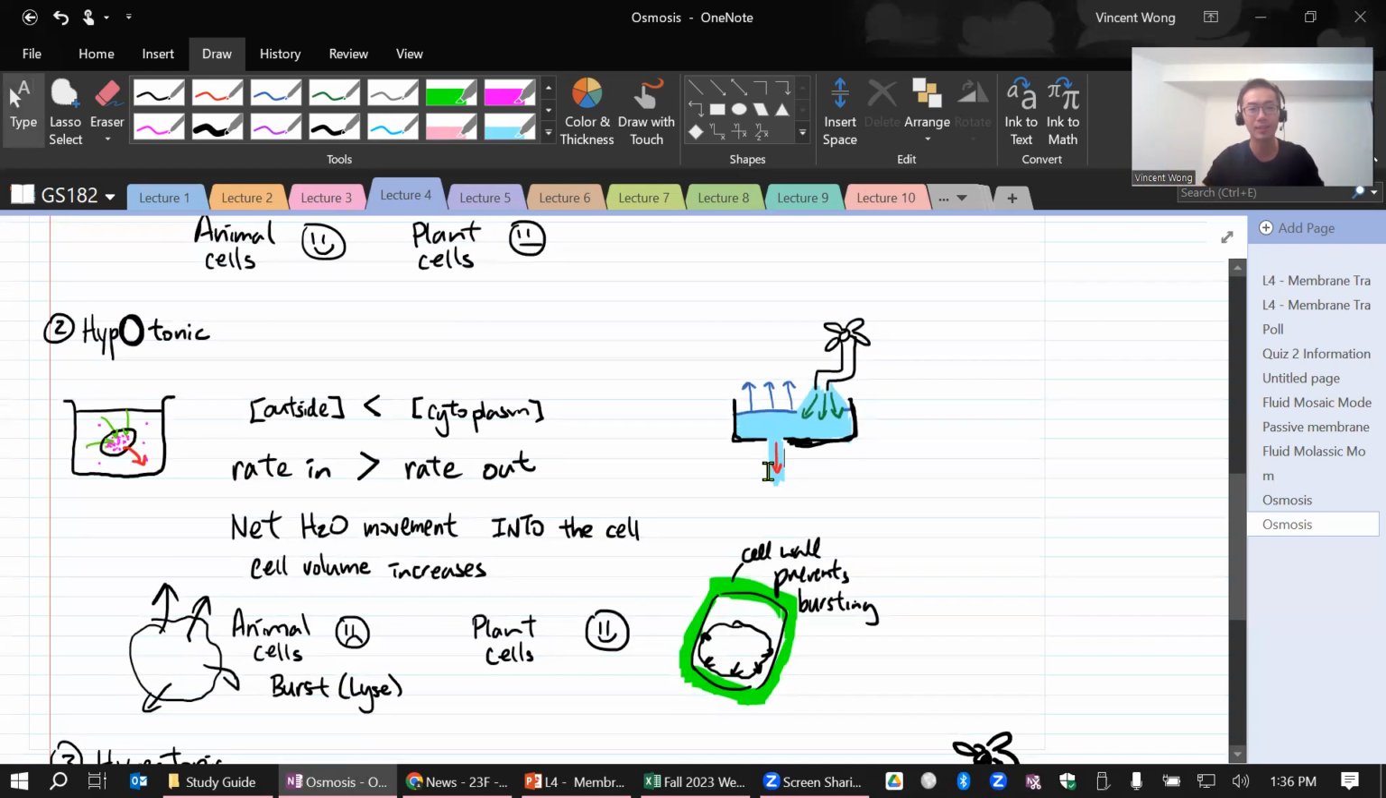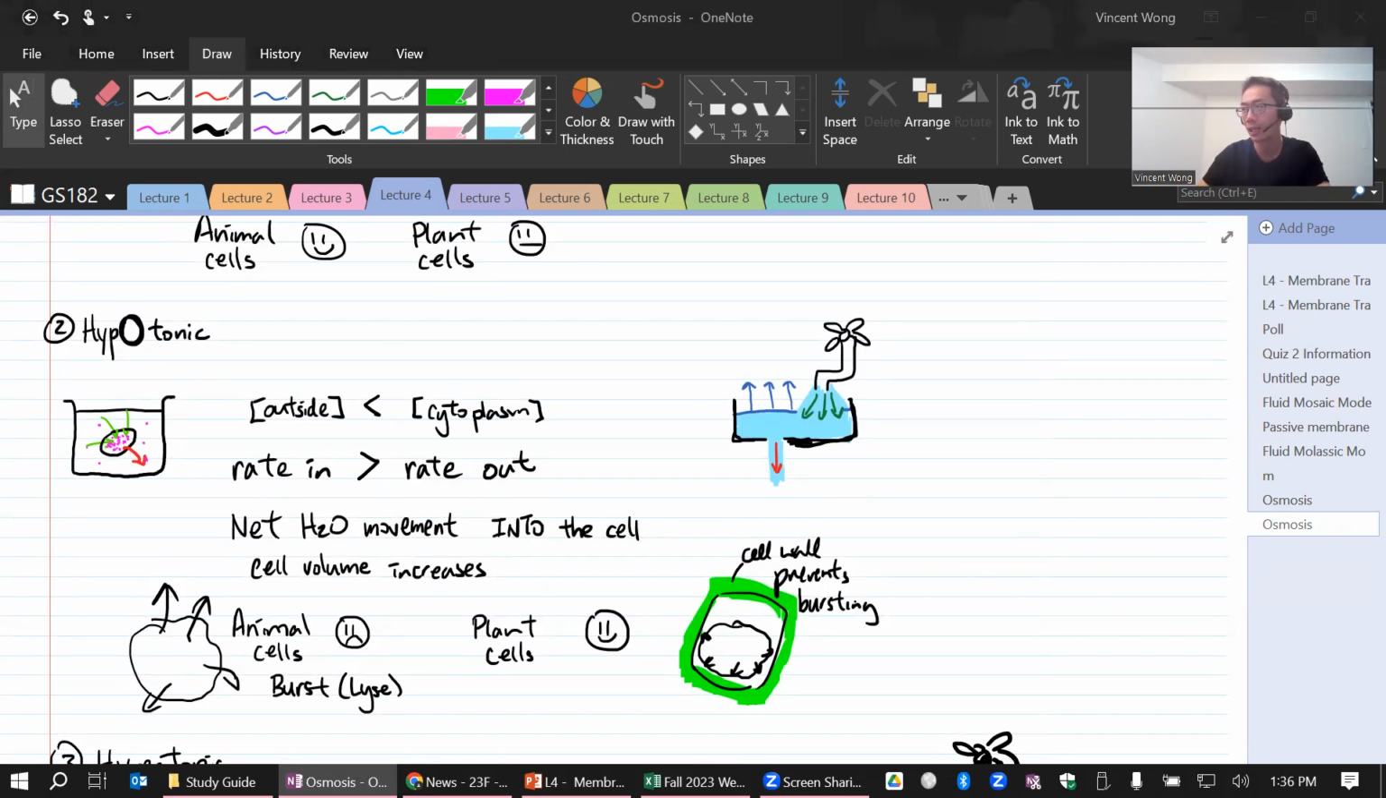Okay, now I understand the diagram. Okay. I got it. Thank you. Thank you for bringing that up. I'm sure there are other people who are confused. Hopefully that clears it up.